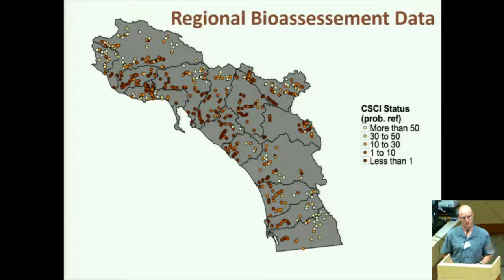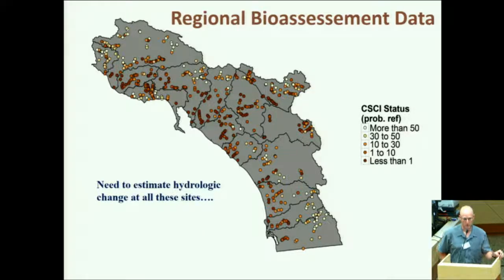And so this map shows our Southern California Regional Monitoring Program and a lot of the sites where we've collected bioassessment data over the last 7 or 8 years. And this bioassessment data that we've collected really is the engine that drives our ability to develop these regional relationships between flow and biology. So that's really the starting point.